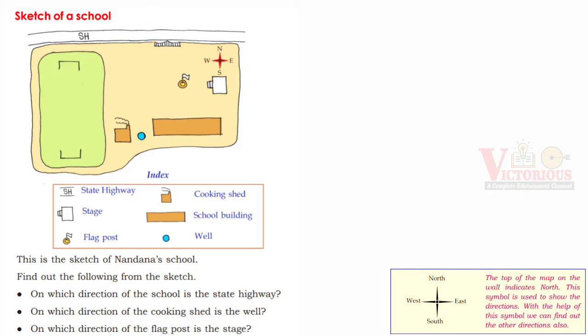Sketch of a school. So look at the picture. This is the sketch of Nandana school. Find out the following from the sketch. On which direction of the school is the state highway? North. Very good. On which direction of the cooking shed is the well? Oh, that's right. East. Then on which direction of the flag post is the stage? Yeah, that also east, right? Very good.